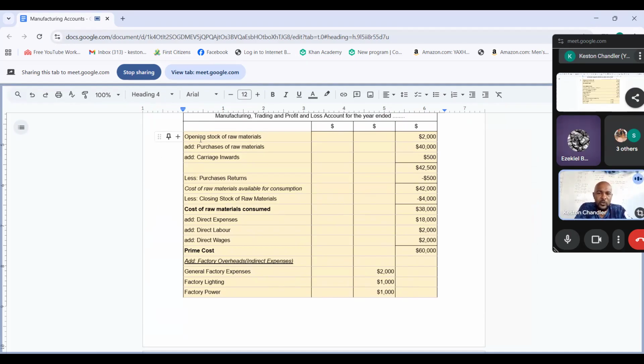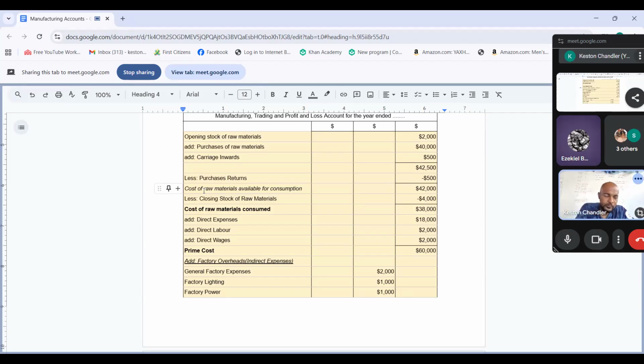So look at this. We have the opening stock of raw materials. To that, we're going to add the purchases of raw materials. Then we will add carriage inwards. We would subtract any returns outwards if we return goods to our suppliers. And this is going to give us an important figure. This is the cost of raw materials that is available for use or consumption, right? This is all the raw materials we have to build whatever we need to build with.